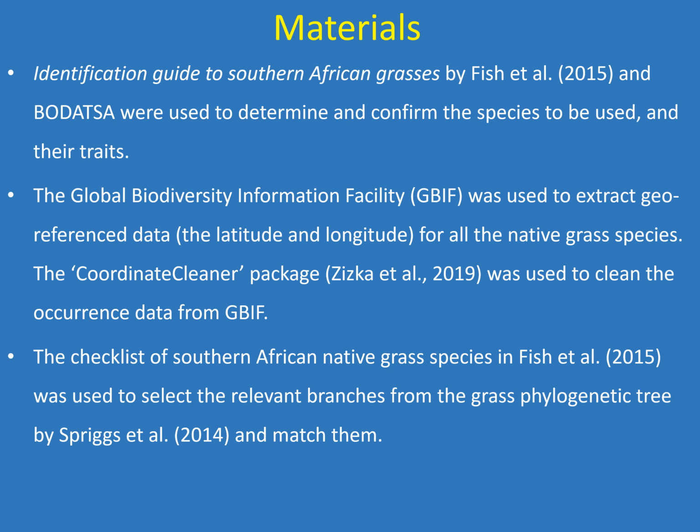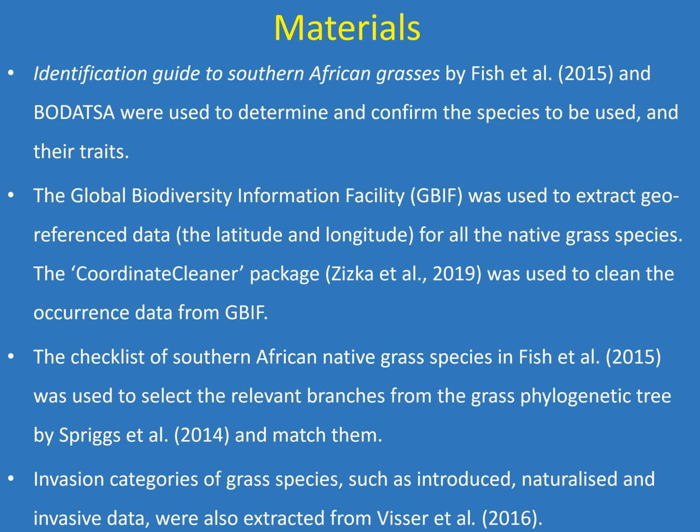The checklist of Southern African native species in Fish et al. 2015 was used to select the relevant branches from the grass phylogeny tree by Spriggs et al. 2014 and match them. The invasion category of grass species, such as introduced, naturalized, and invasive, was also extracted from Visser et al. 2016.